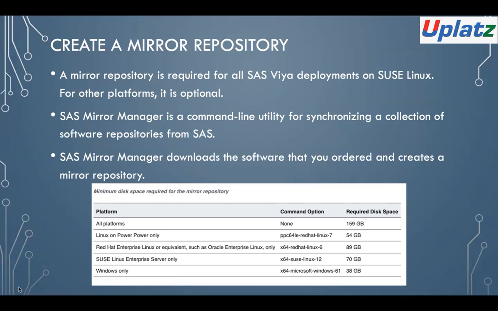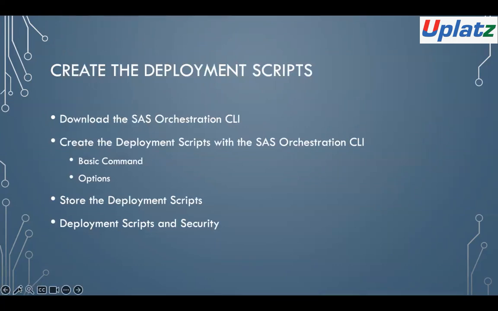If your environment requires a proxy server and is set up to use it, then the mirror manager command will work automatically using the proxy server. However, if your environment is not set up to send data through a proxy, you have to add that environment variable to the command line and run the SAS Mirror Manager, which will help you to connect to that proxy server and create the mirror, right? So let's move on to deployment scripts.